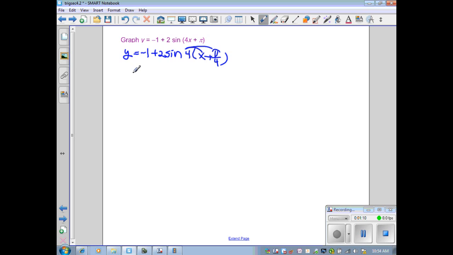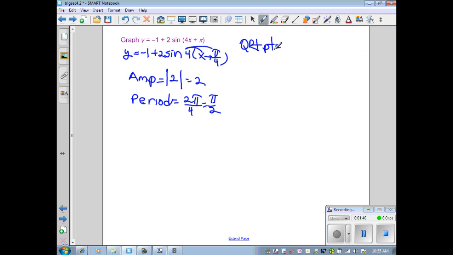My amplitude, the constant in front of my sine, is going to be the absolute value of 2, so it's 2. The period is going to be 2 pi divided by b. Here, b is 4. Therefore, my period is pi over 2. My quarter point is going to be my period times 1/4. Therefore, that's going to give me pi over 8.